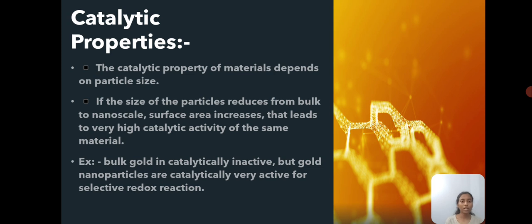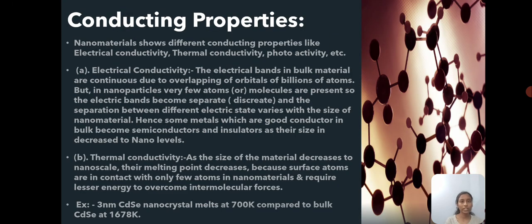For example, bulk gold is catalytically inactive, but gold nanoparticles are catalytically very active for selective redox reactions. Let us see about the conducting properties. Nanomaterials show different conducting properties like electrical conductivity, thermal conductivity, photoactivity, etc. Let us see about the electrical conductivity.